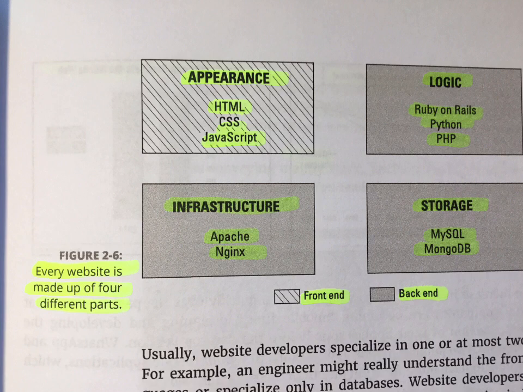Storage. Storage saves any data generated by the site and its users. User-generated content, preferences, and profile data must be stored for retrieval later. This category is part of the back end and is stored in databases like MongoDB and MySQL.